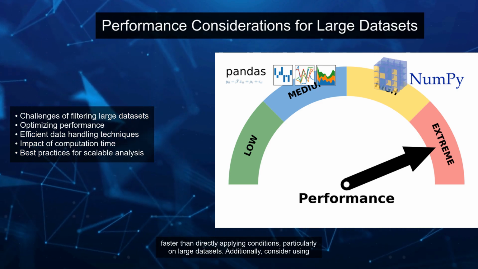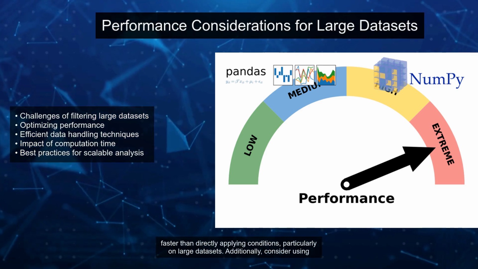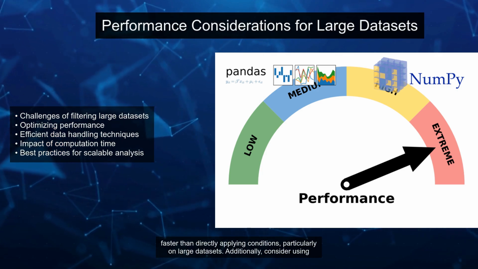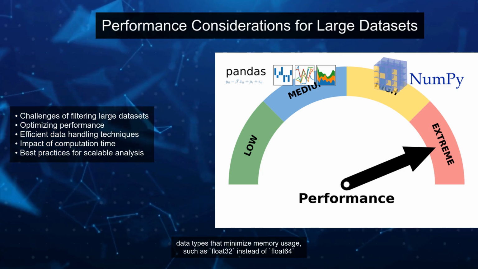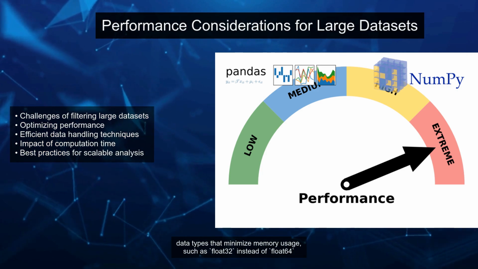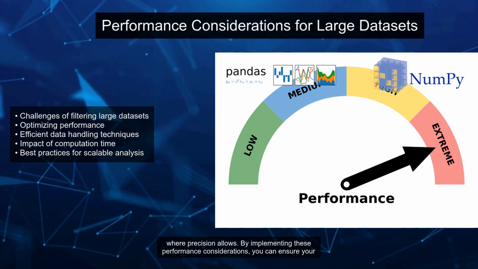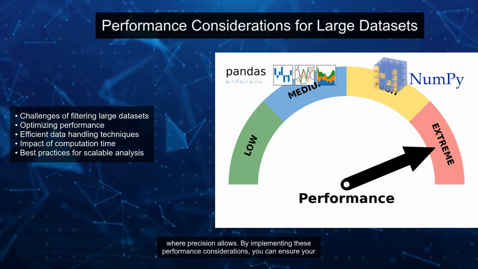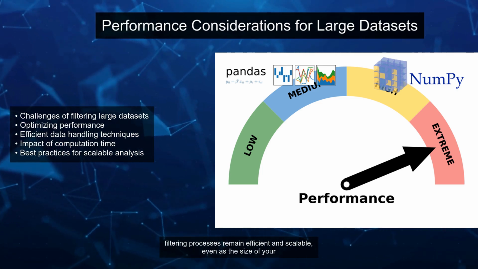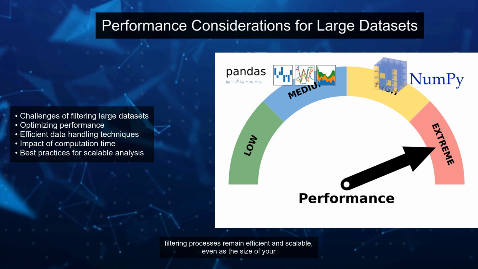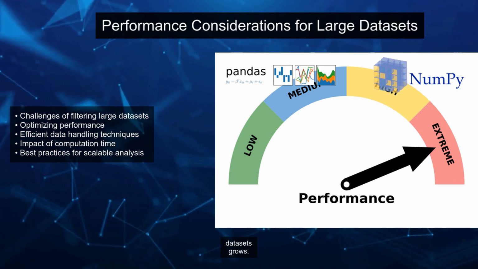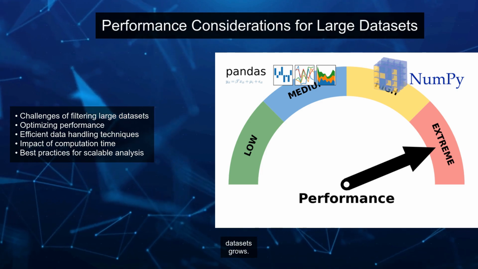For instance, df.query('sales > 500') can be faster than directly applying conditions, particularly on large datasets. Additionally, consider using data types that minimize memory usage, such as float32 instead of float64 where precision allows. By implementing these performance considerations, you can ensure your filtering processes remain efficient and scalable, even as the size of your datasets grows.